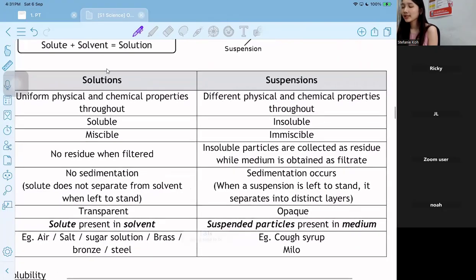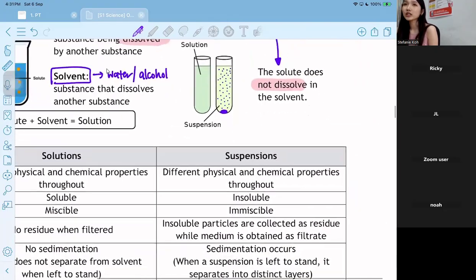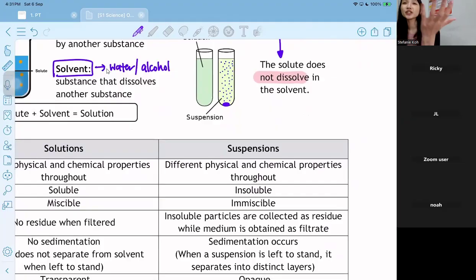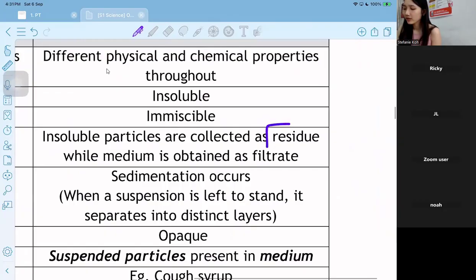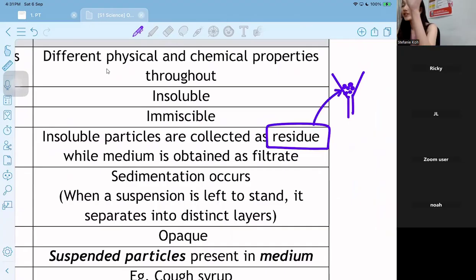So let's say you have sand and water. When you do filtration, you filter it out. You will be able to collect a residue. So the residue is collected here. The solids trapped at the filter paper are called the residue. This one you also must know, okay? And then at the bottom, where the liquid flows through, that is the filtrate.